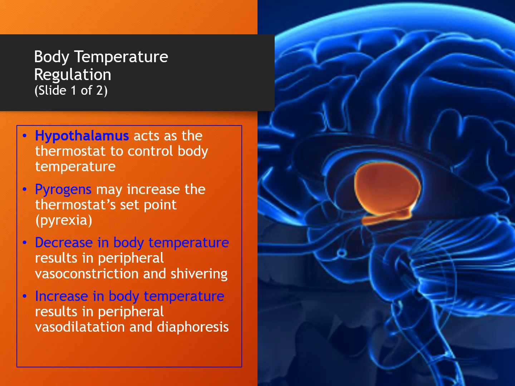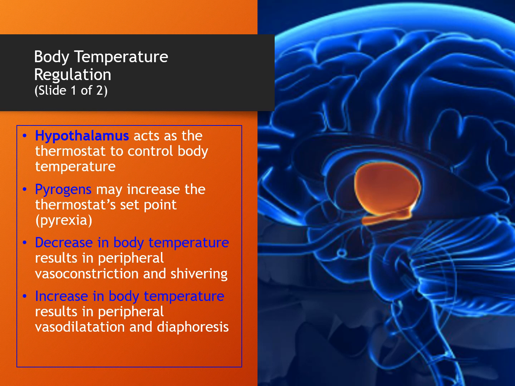The hypothalamus, which is up here in your brain, is basically your thermostat, and it's what controls your body temperature. Think of pyrogens. That is what increases the thermostat set point. A decrease in body temperature causes vasoconstriction. Vasoconstriction means your vascular system is going to constrict, get smaller, and that makes you shiver.